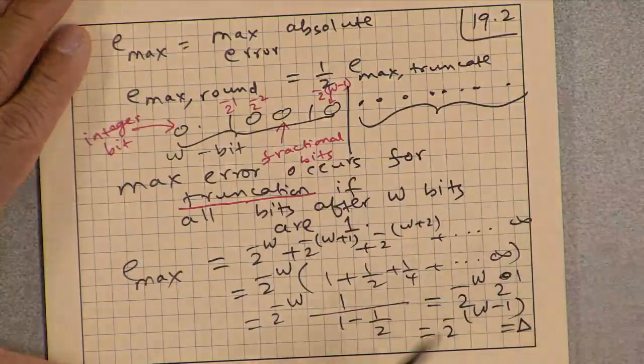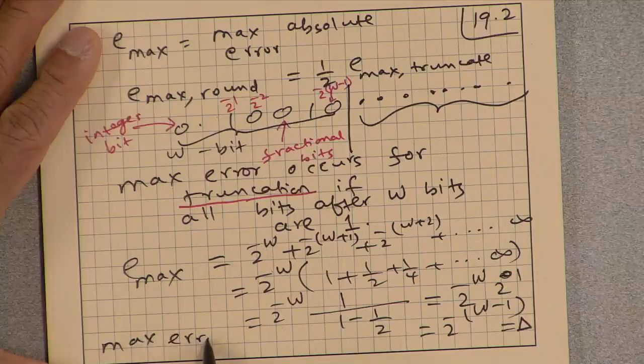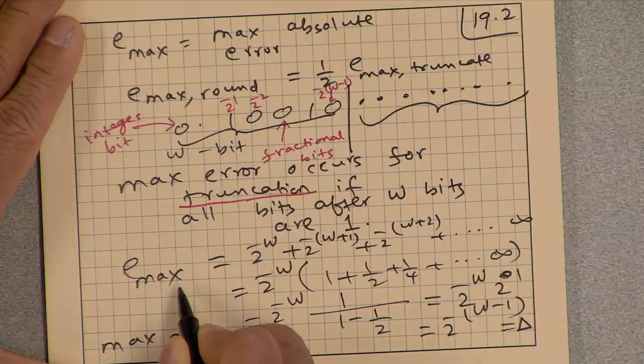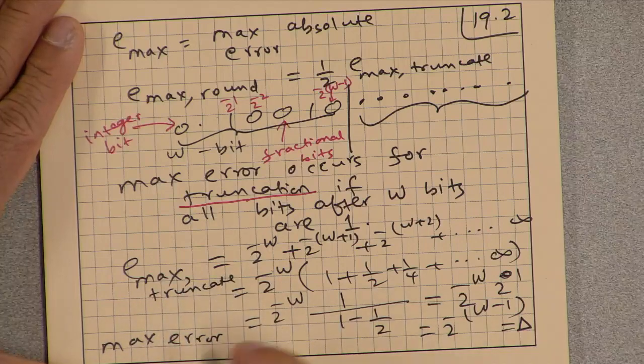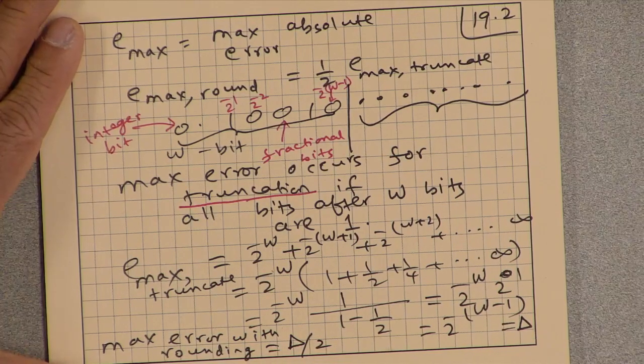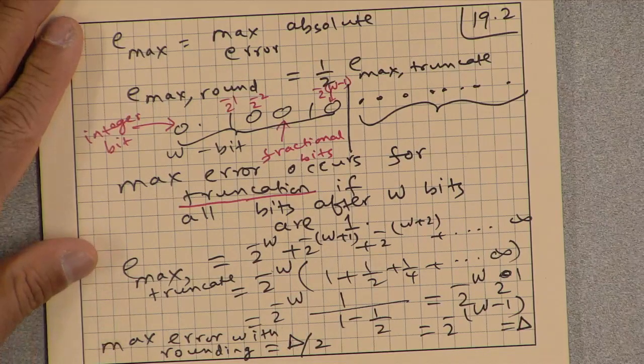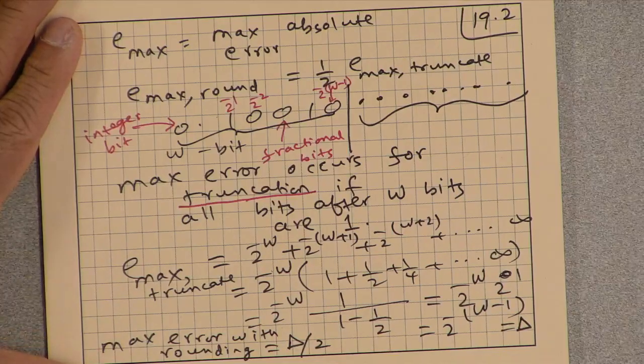And the maximum error with rounding, I won't go through it, but you can check, will be delta by 2. By rounding, the maximum error is going to be half of the maximum error with truncation.